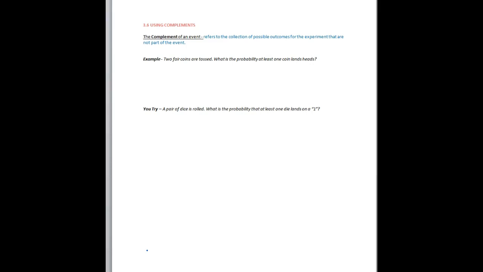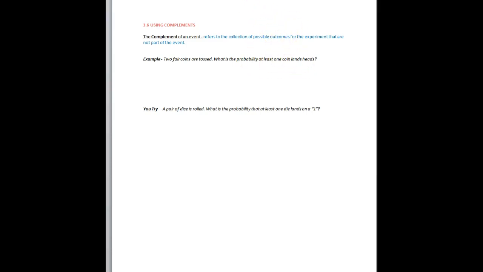The complement of an event, if you're following along in your companion worksheet, go ahead and write in the definition here, refers to the collection of possible outcomes for the experiment that are not part of the event. So when you hear us say the probability of A, this would be referring to the probability of not A. I think it's a fairly easy concept. It's just not whatever event you're talking about. So we'll go ahead and get right into the examples. I think it's a pretty straightforward concept, but nonetheless, let me know if you have questions.